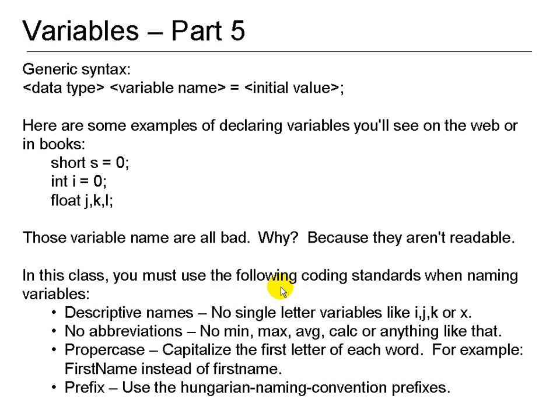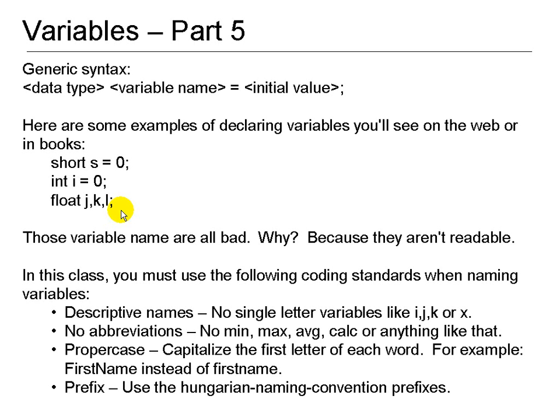Here are some examples for declaring variables you'll see on the web or in books. Short s equals 0, int i equals 0, float j, k, and l. Those variable names are all bad. Why? Because they aren't readable. In this class, you must use the following coding standards when naming variables.